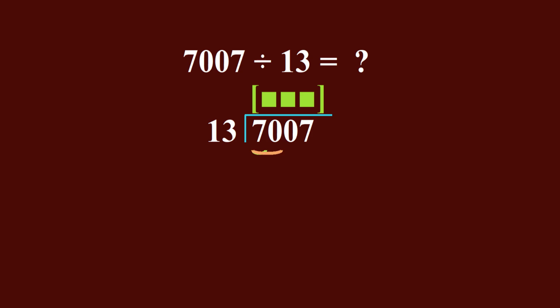How many 13 are in 70? The answer is 5. Now multiply 5 by 13, which gives us 65. Draw line and subtract 70 minus 65, which leaves us with 5.